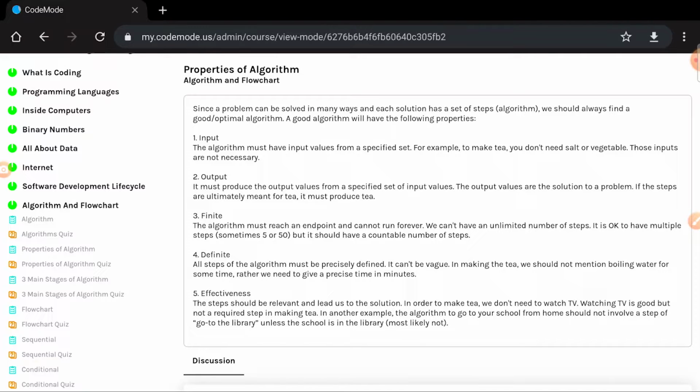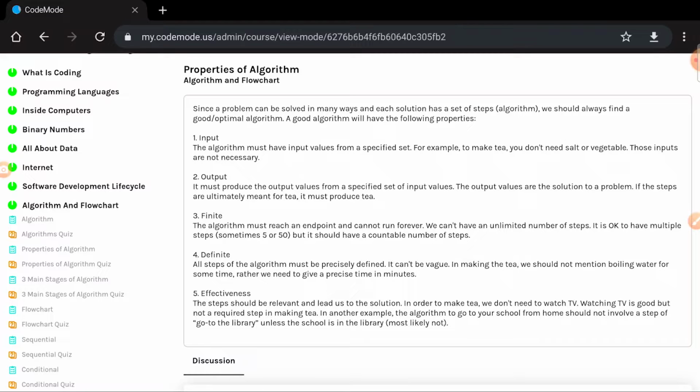In the last class, we learned about what algorithm is. We learned that algorithm is nothing but a set of steps to solve a particular problem. Now, there could be many solutions to a problem, but when we talk about algorithm, we talk about an efficient, optimized set of steps. So a good algorithm has these 5 characteristics.